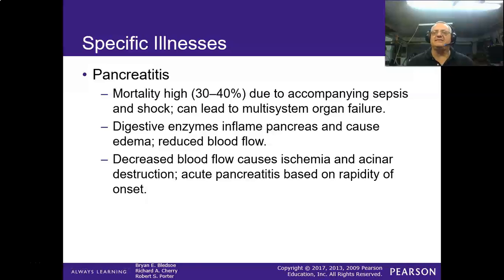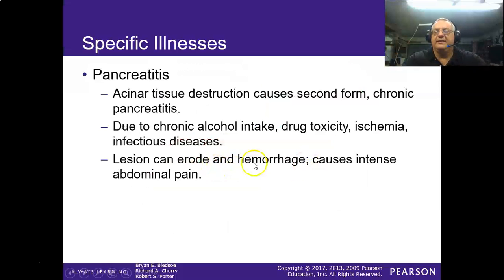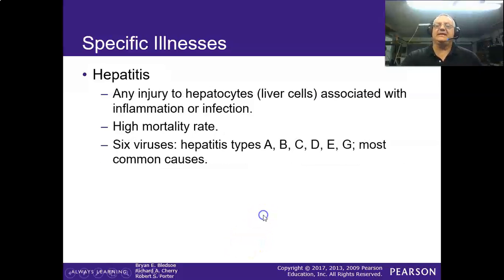And again, the problem is if you've got sepsis or shock along with this, this patient's going to appear acutely ill, okay? Again, you're going to treat this a lot like a septic patient, all right? And again, fluid resuscitation, not necessarily a bad thing. And the lesions can erode. They can actually hemorrhage into the abdominal cavity. So you might get that burning and tenderness and guarding in those areas. Again, nausea is usually followed by uncontrolled vomiting, and then that aggravates the hemorrhage as well. Okay, so again, they're going to look sick. Monitor the ABCs, supportive care for these guys.